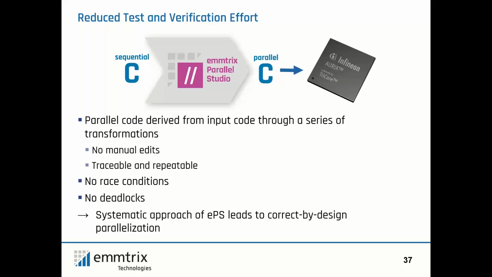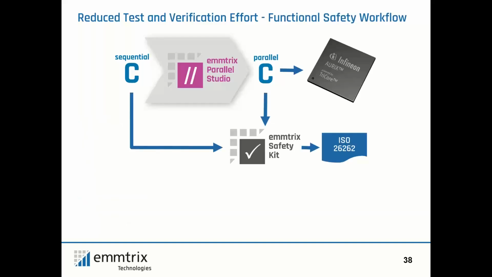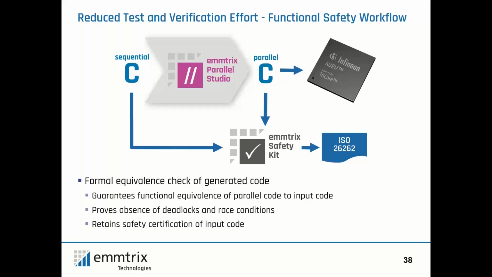Okay, then you might ask, he can tell us that, but how do they verify that it is like this? And this is what we do with our functional safety workflow. We do not qualify the tool itself, but we compare the input code and the parallel C code. We do a formal verification using our MTrix safety kit, so that we can be certain that the parallel code does the same as the input sequential code. This is done with a formal equivalence check.